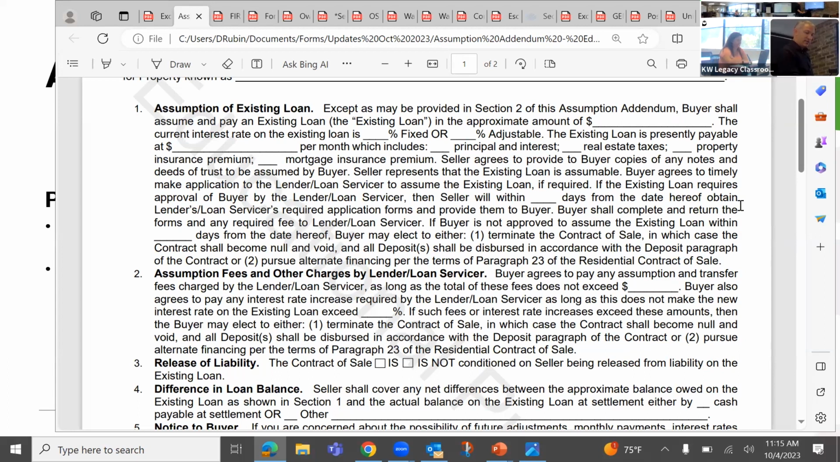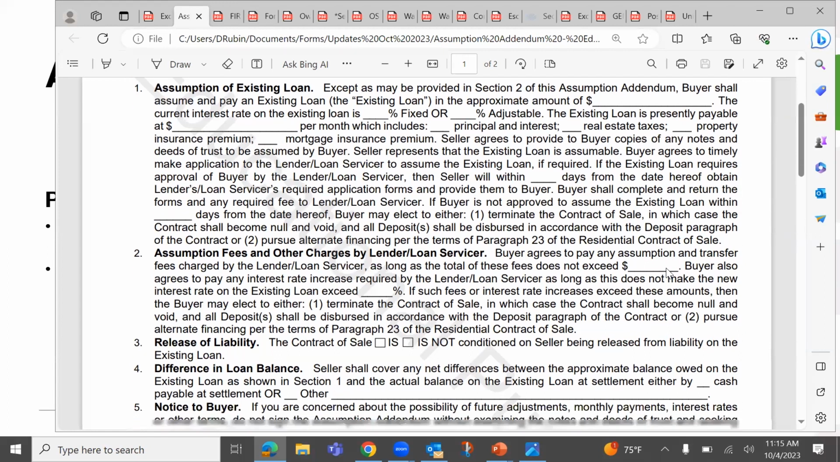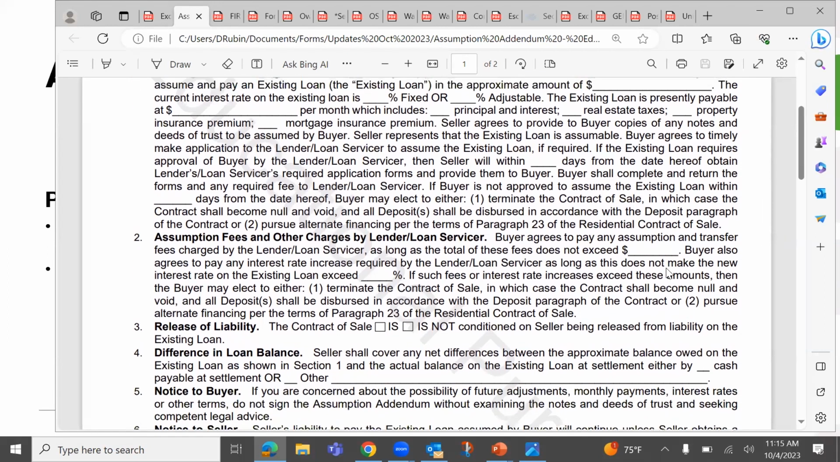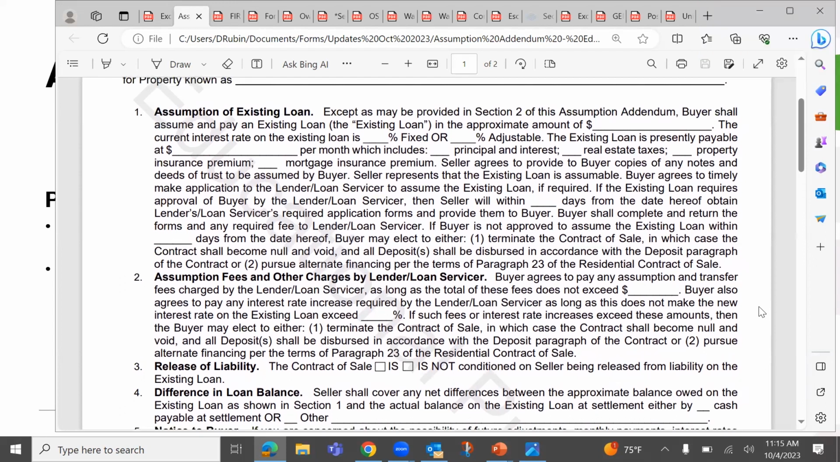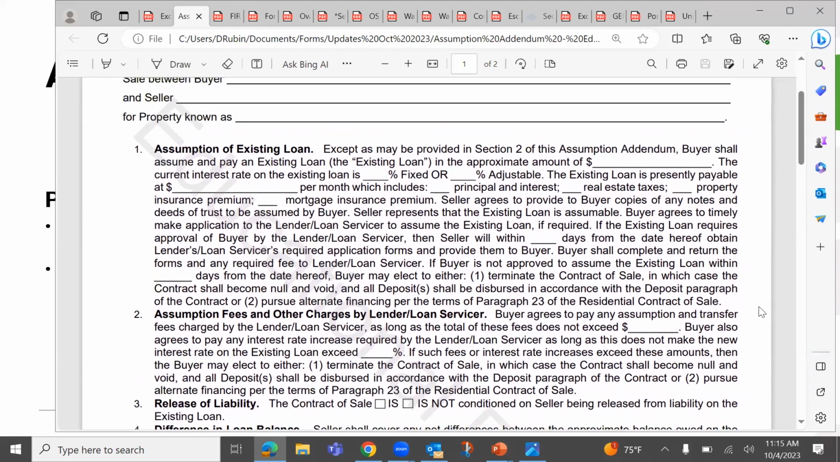Really quick, whenever it talks about the difference in loan balance, it says that the seller shall cover any net difference between the approximate balance owed on the existing loan as shown in section 1. So in that statement, when would that even be applicable, if that makes sense? That the approximate balance owed and the actual balance is different. What does that mean?